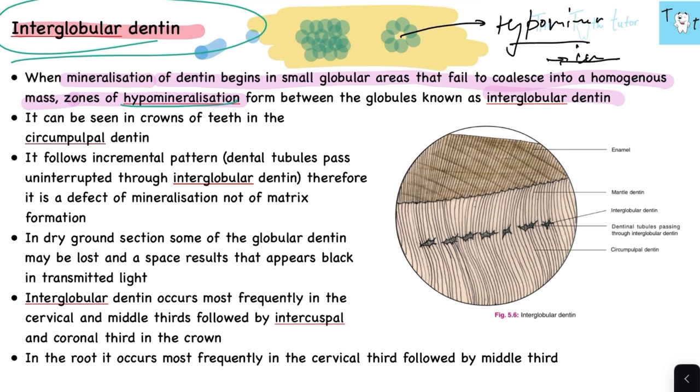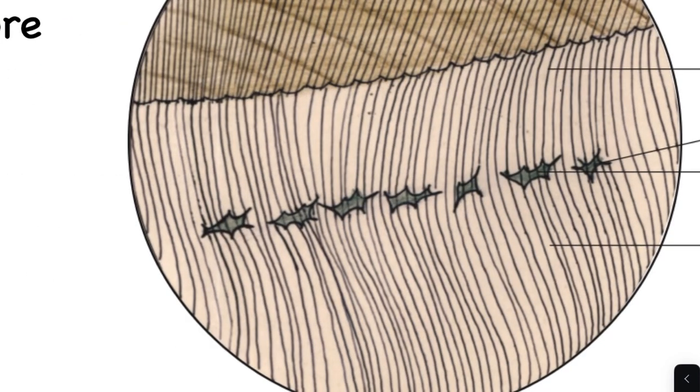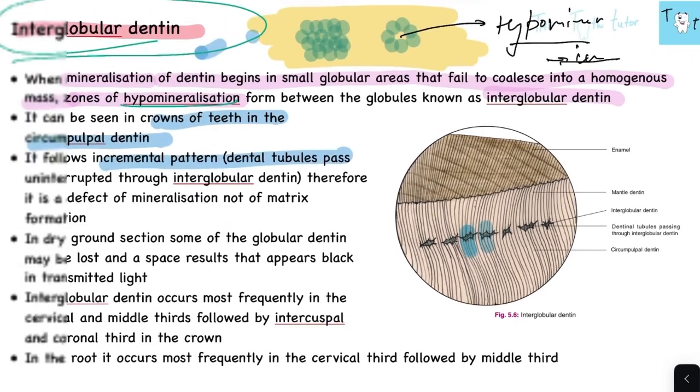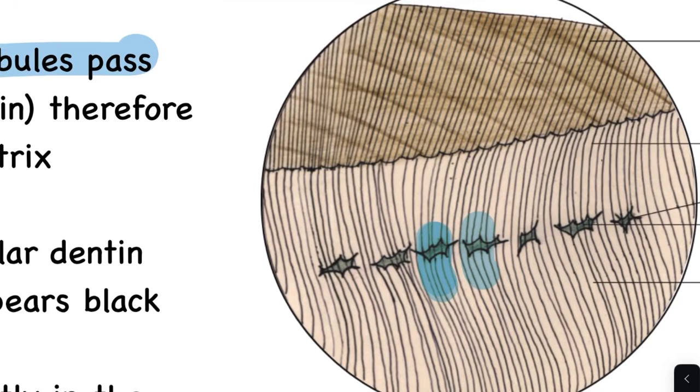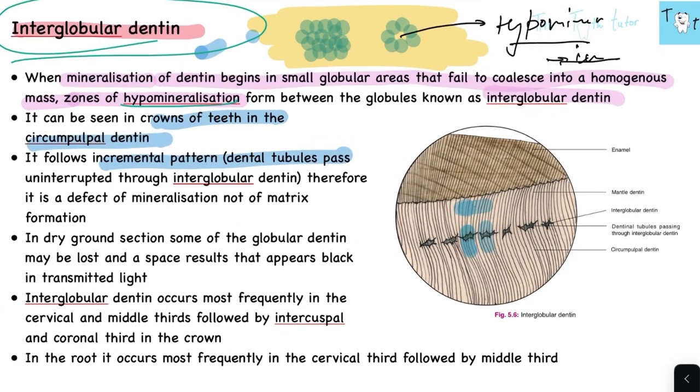So this is very clearly visible under the microscope. This can be seen in crowns of teeth in the circumpulpal dentin. It follows an incremental pattern. The dentinal tubules do pass through these. So if you look at this diagram, you can see the tubules passing through the interglobular dentin. So this is saying that it is a problem of mineralization, not of the matrix formation. So there is matrix in here. You can see a rhythmic pattern of how the matrix has formed, but you can't see any mineralization.